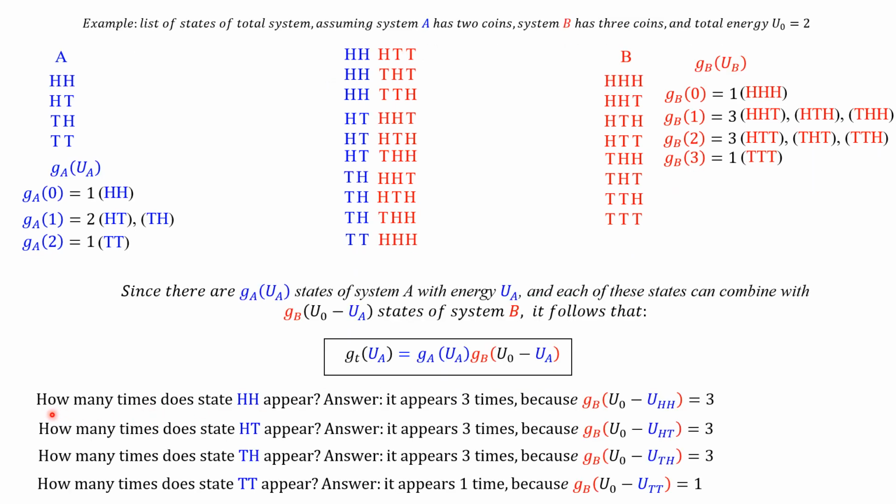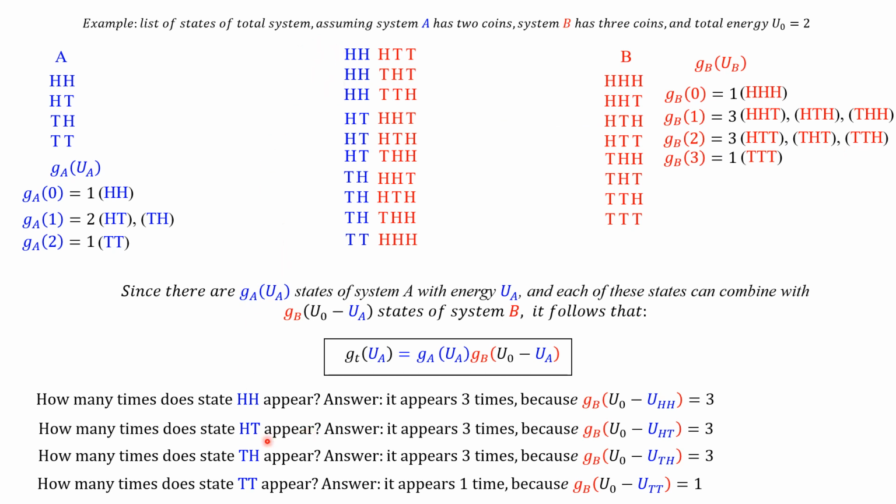So if we ask how many times does the state HH appear in our list, the answer is it appears 3 times, and it appeared 3 times because of the multiplicity evaluated at the complementary energy. In this case the energy of the state HH is 0, so the complementary energy is 2, so GB evaluated at the energy 2 is equal to 3. There are 3 states with the complementary energy. So this state can combine with these 3 states to form a state of the total system.